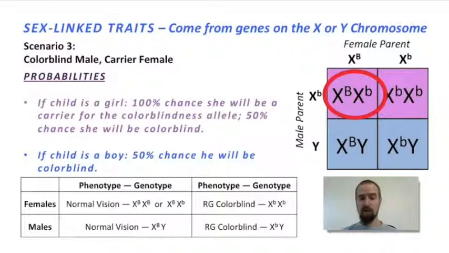So males are, overall, far more likely to have red-green colorblindness because males only have one X chromosome and need only one recessive colorblindness allele to possess the colorblind phenotype. On the other hand, females must inherit two copies of this allele in order to possess the colorblind phenotype, and must inherit one from each of her biological parents.